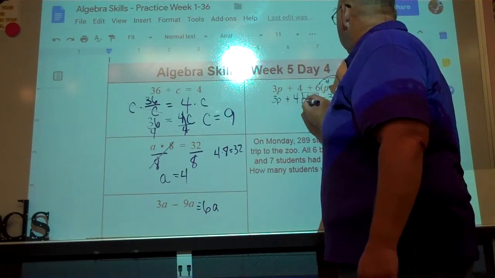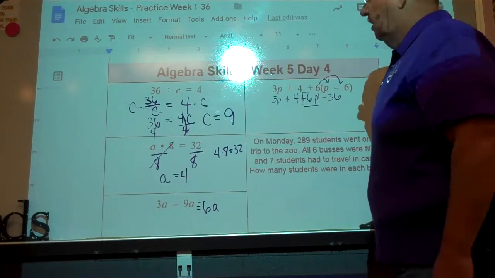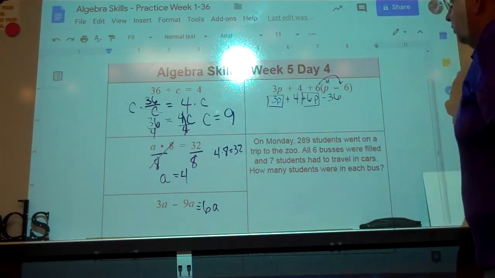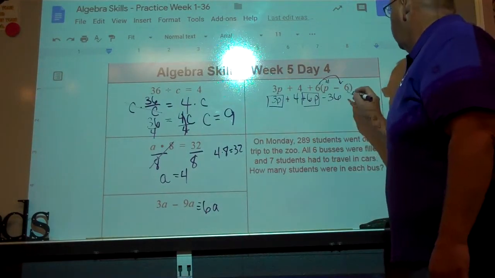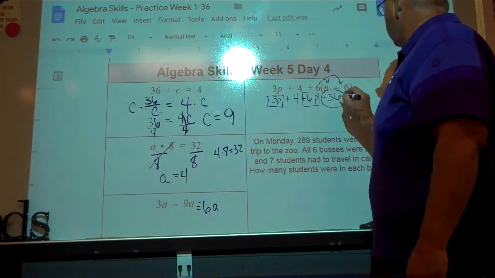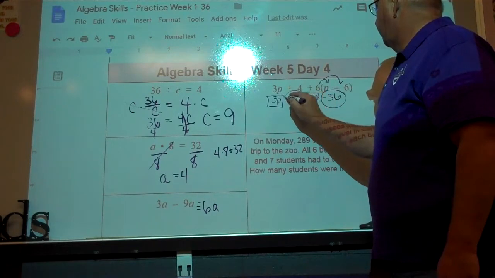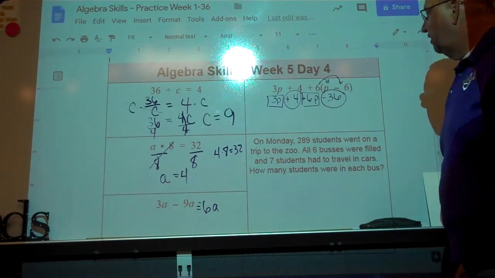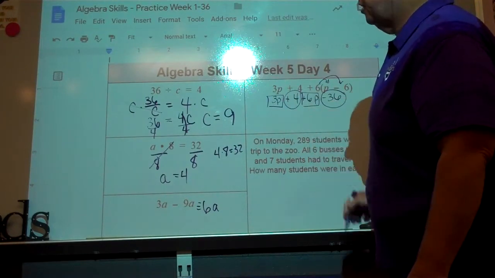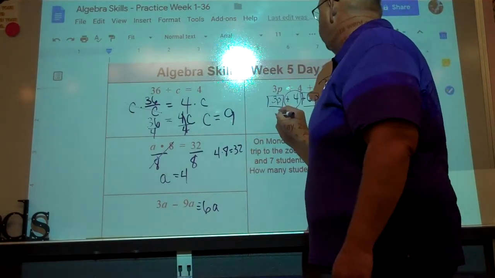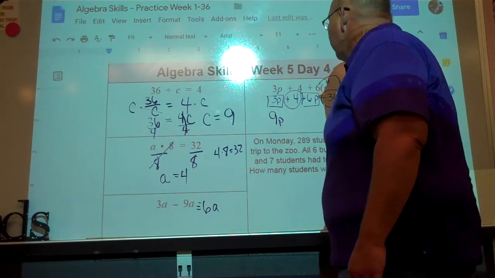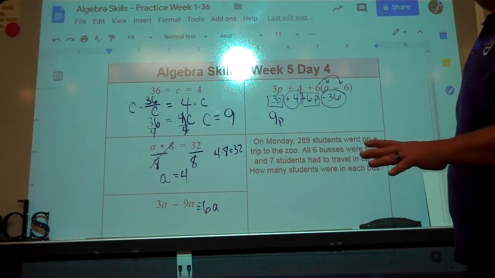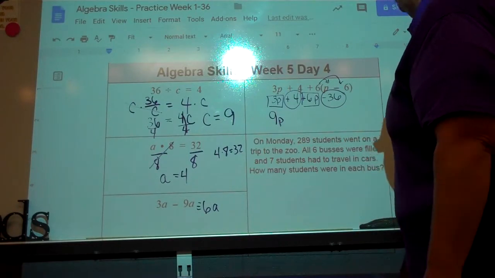So if we do 6P, and is there any other P's? 3P. Okay, so we know we're going to have to combine them. And we have just plain numbers, right? A negative 36 and a plus 4. So let's combine the P's first. What's 3P plus 6P? 9P. Okay, 9P. So make sure you get that written down. And is it a positive or negative? Positive. It is positive because both numbers are positive.